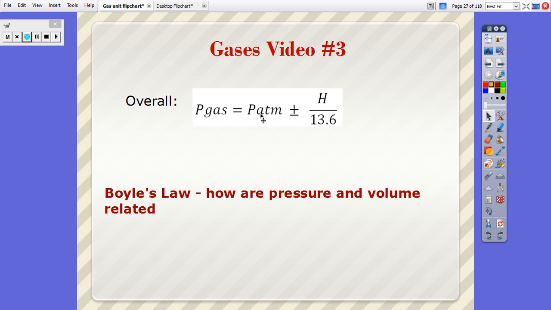So overall, what do we have? The pressure of the gas is equal to the pressure of the atmosphere, plus or minus our height difference, but that height difference has to be converted into millimeters of mercury, so it matches. You do that by dividing by 13.6. If you add or subtract, all depends on whether or not the pressure of your gas should be a bigger number or a smaller number than your atmosphere. Now we're going to be using this information in class to do a student constructed manometer and to investigate Boyle's law, which is going to show us how pressure and volume are related.